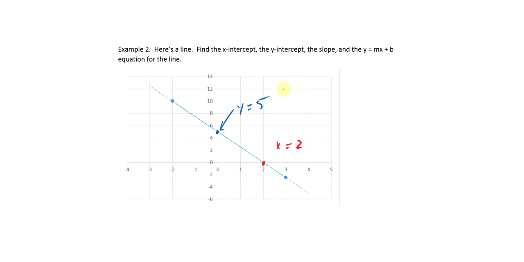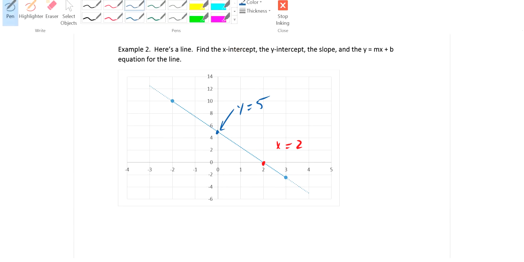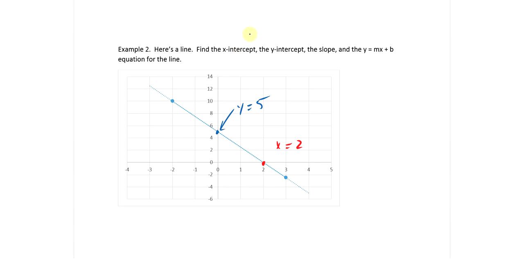Great. So that gives us the x-intercept. The x-intercept is 2. The y-intercept is 5. What's the slope? How do I get the slope? Well, the slope is how you go from one point on the line to another point. I've got 2 points on the line: the y-intercept, y equals 5, and the x-intercept, x equals 2. So what are we doing? We're going down 5 and right 2. So what's my slope?